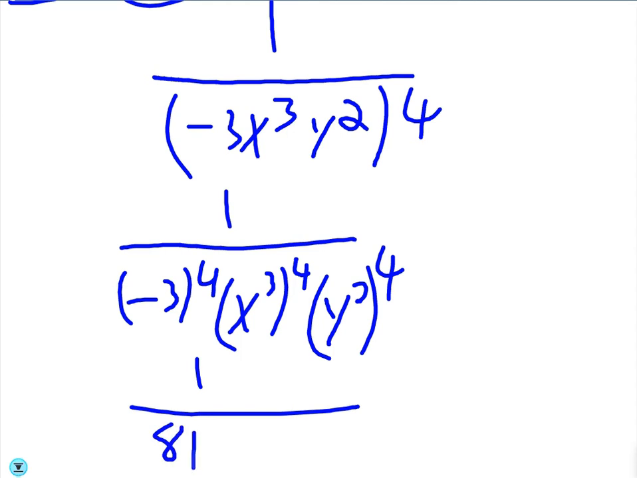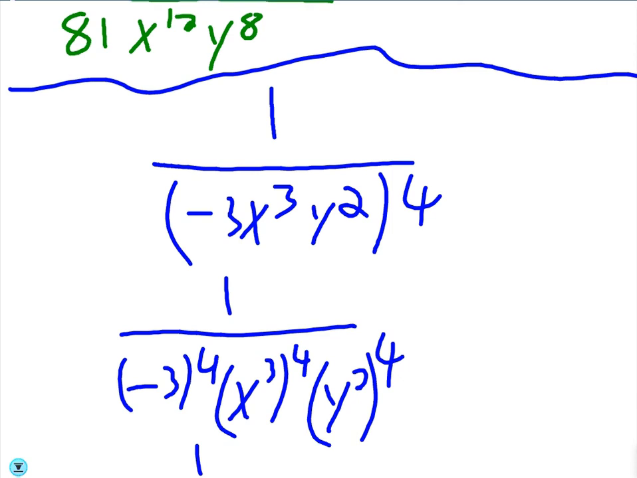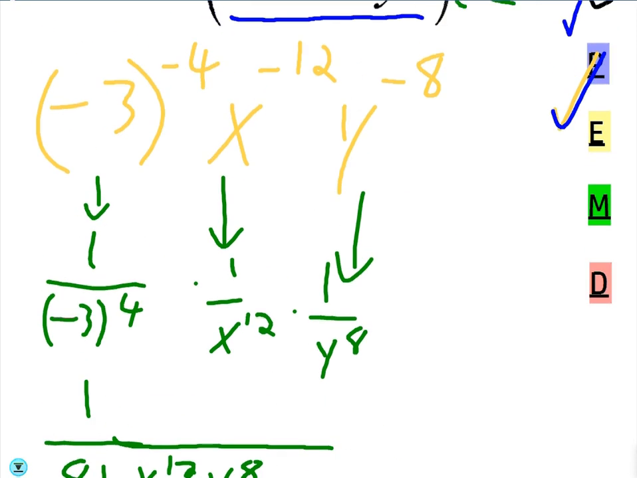It'd be 1 over 81 x to the 12th, y to the 8. And the reason it works out is because either way, you're flipping the fraction. You're either individually flipping them or you're flipping them all at once.